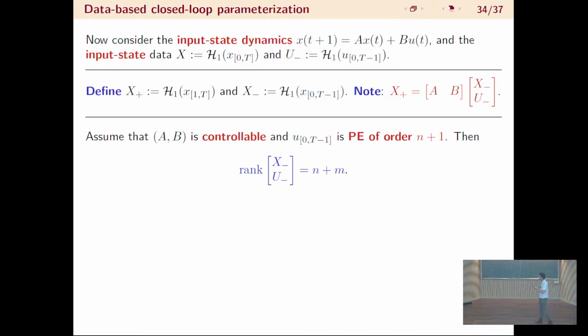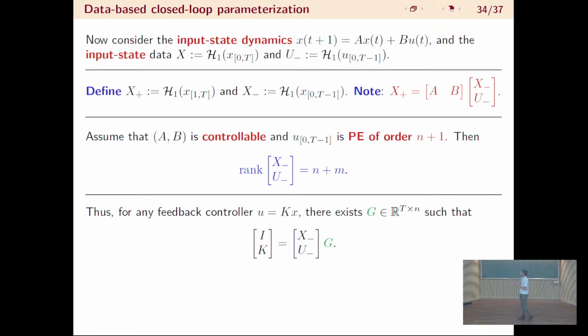So what Claudio and Pietro then did was the following. They argued in the following way. Since this matrix has full row rank, for any feedback controller, u equals Kx, there must exist some matrix G that satisfies this system of linear equations. And so I can write I over K as X minus over U minus times this G. And the idea is now to see this G as the design variable instead of the K.